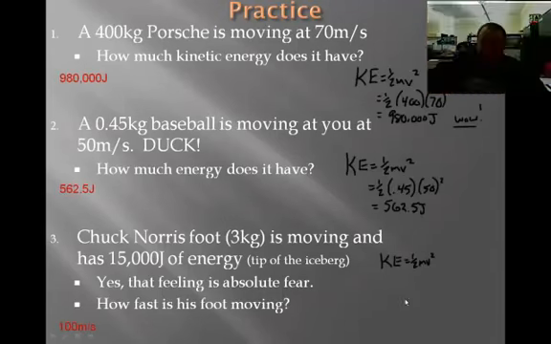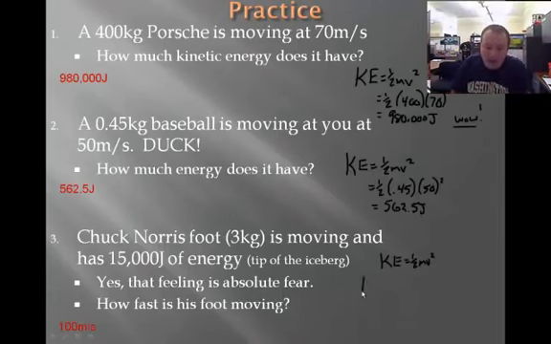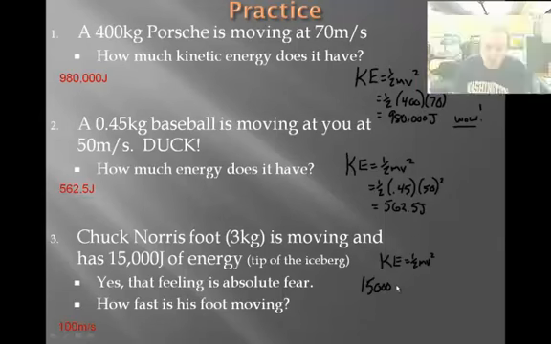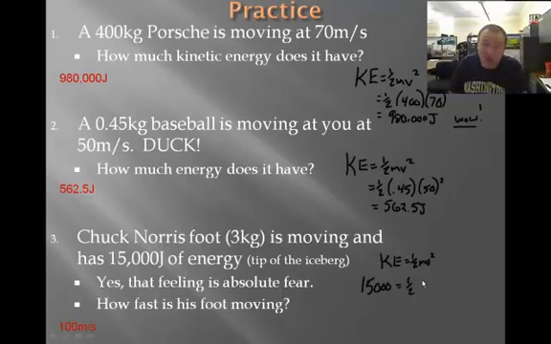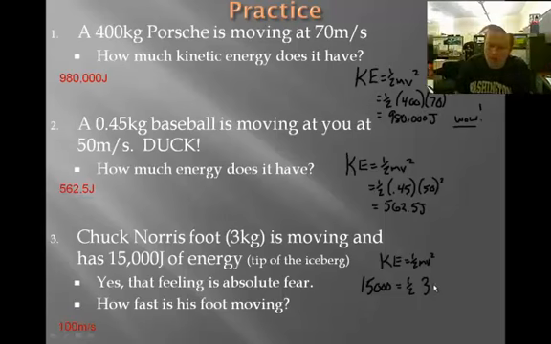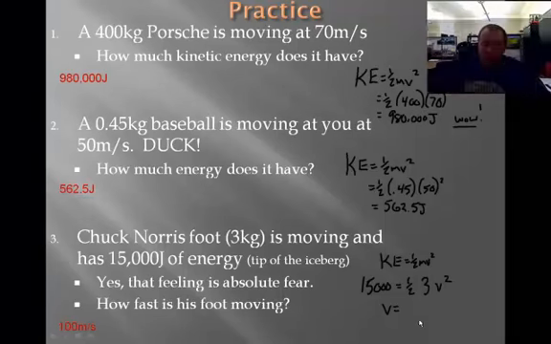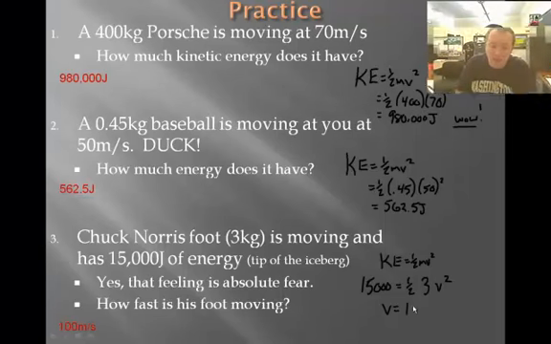So this last one, sometimes people get hung up on it. So you have the energy, 15,000 joules. You have the mass of Chuck Norris's foot, and you solve for the velocity. And so as you solve for that velocity, the key is you have the energy and you're working backwards.